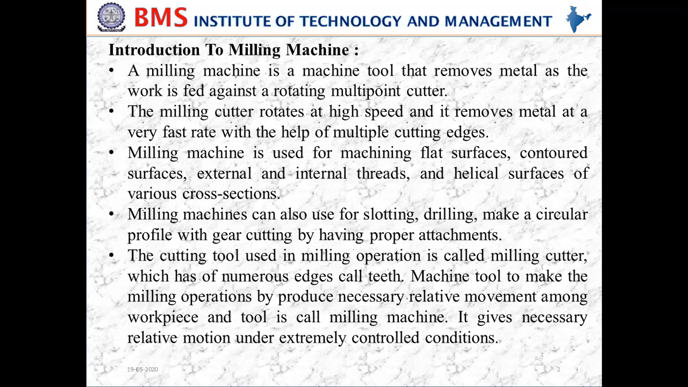And the cutting tool used in milling operations is called a milling cutter, which has numerous edges called teeth. The machine tool that produces the necessary relative movement between the workpiece and the tool is called a milling machine. And it gives the necessary relative motion under extremely controlled conditions.